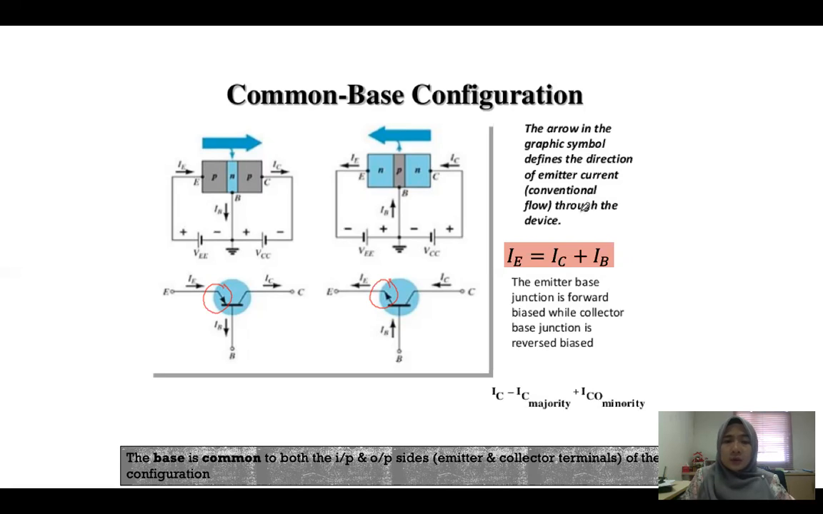Remember, current flows from positive to negative. So this is positive, this is negative, this is positive, and this is negative. Over here, you know that IE equals IC plus IB. The emitter-base junction is forward biased, while the collector-base junction is reverse biased. The base is common to both the input and output side of the configuration.